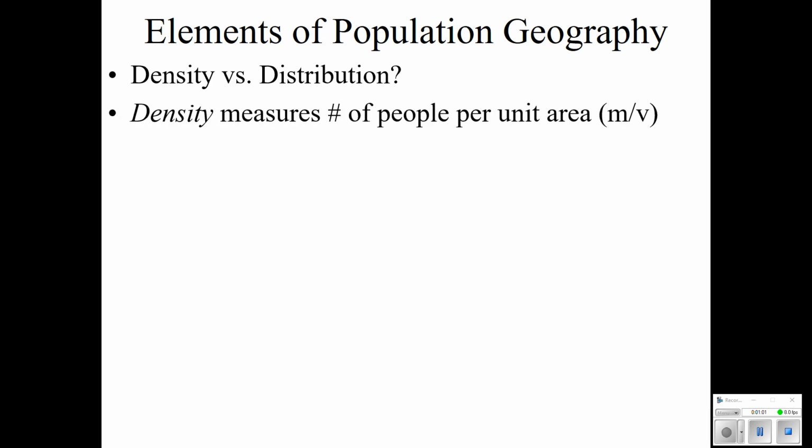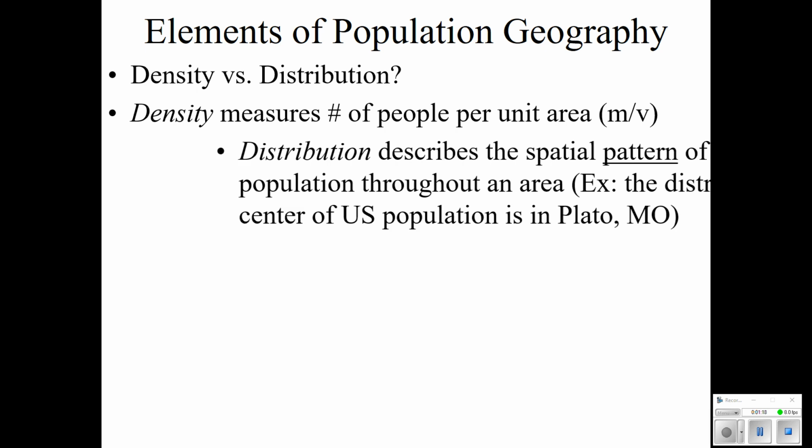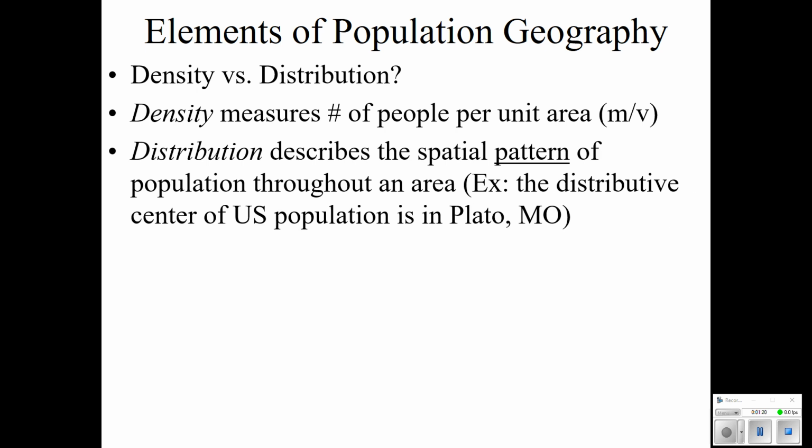You guys are somewhat familiar with density because in middle school you probably learned that formula, mass divided by volume. In this case, the mass is going to be the number of people, the volume is going to be the unit area. Whether it's square kilometers or square miles, it really doesn't matter. It's still just going to be mass divided by volume. Distribution, on the other hand, is more of a pattern.